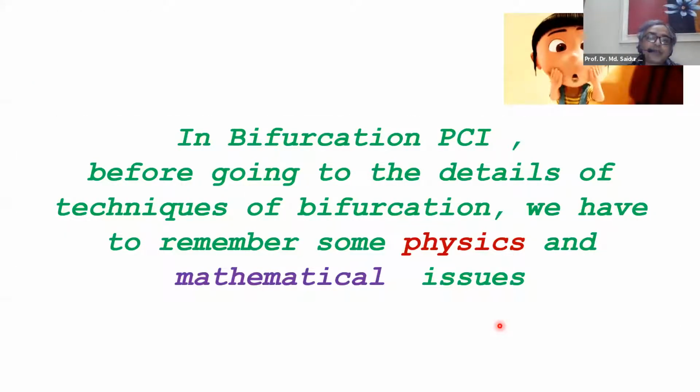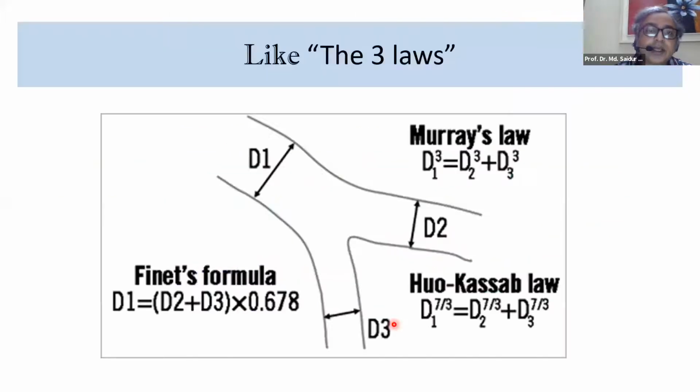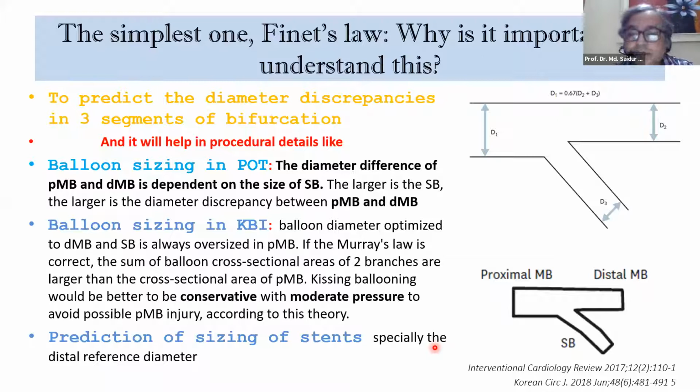Now, in bifurcation PCI, before going to the details of the techniques of bifurcation, we have to remember some physics and some mathematical issues, which are really, really important in bifurcation. There are three formulas or laws: Finet's, Murray's, and Huo-Kassab's, and along with these, other laws have also been established. But the simplest one is the Finet formula, which is why it is important to understand and keep in mind.